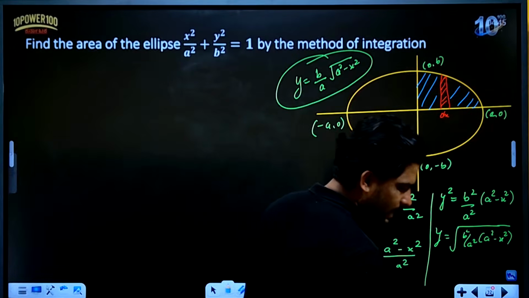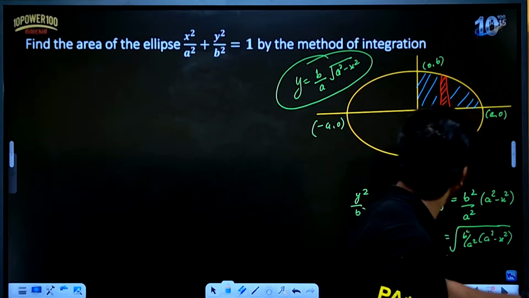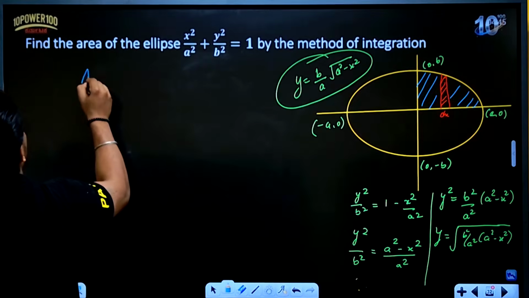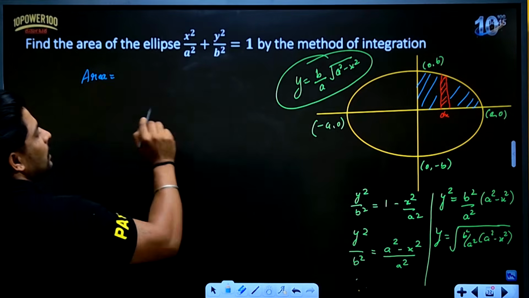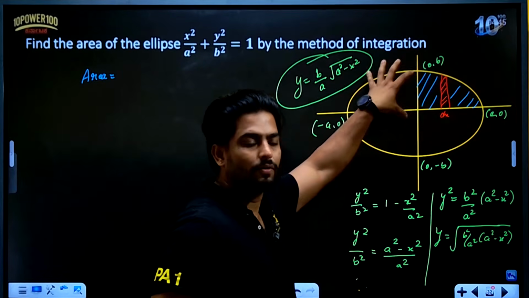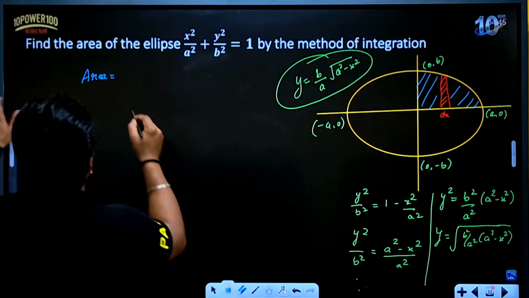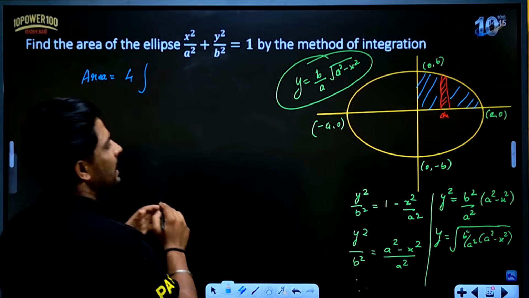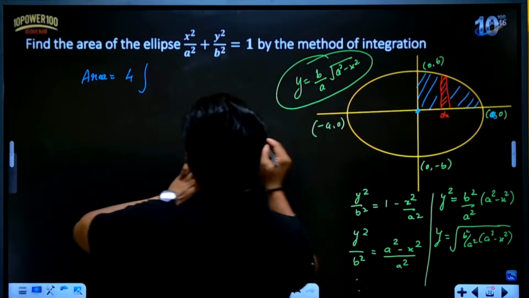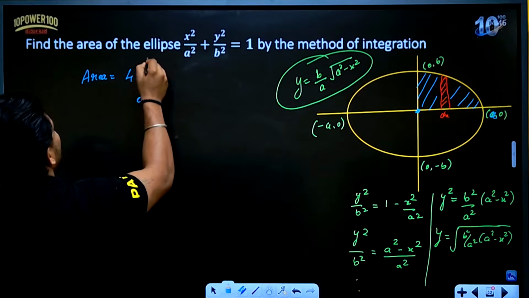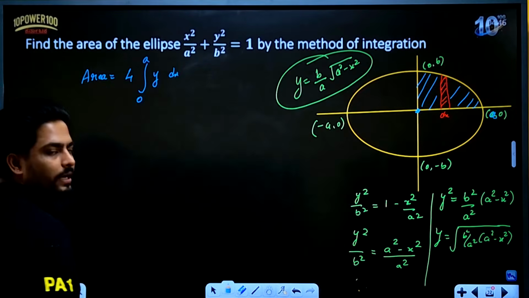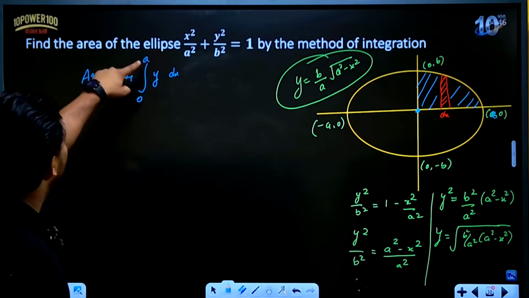Now we will find the area of this particular region, and then further we will multiply by 4. So now the formula: since this is one particular area and we have 4 quadrants, area is 4 times, from 0 to a, we are finding out, right? The lower limit is 0 and the upper limit is a, y dx. Area is equal to 4 times the integral from 0 to a of y dx.